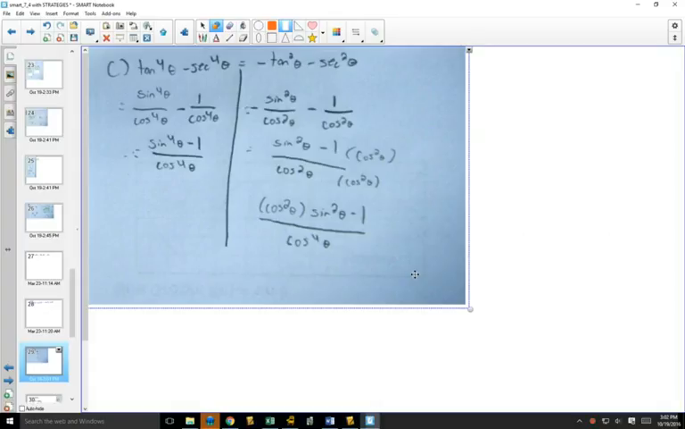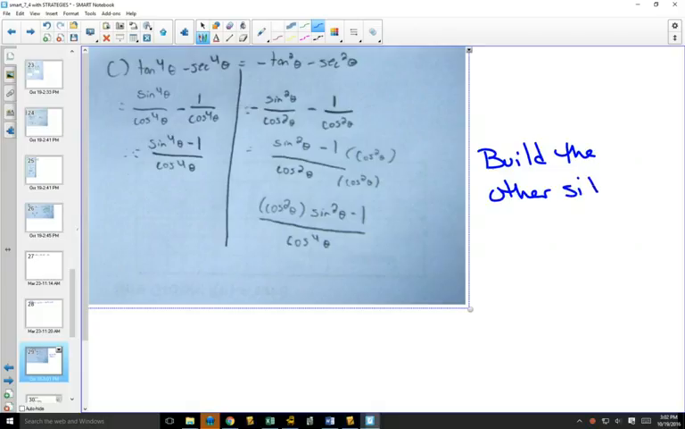What I like about this one, it's not done yet, but what I like about this one is this person is starting and did a strategy that we listed that we haven't talked about yet. Okay? The strategy that this person is using, I call build the other side. So it's the very last one on our list. And what it is when you're getting stuck and things aren't the same, you multiply to make them look more the same. So what they're doing here is they noticed, hey, there's a cos to the 4 on the bottom on this side.